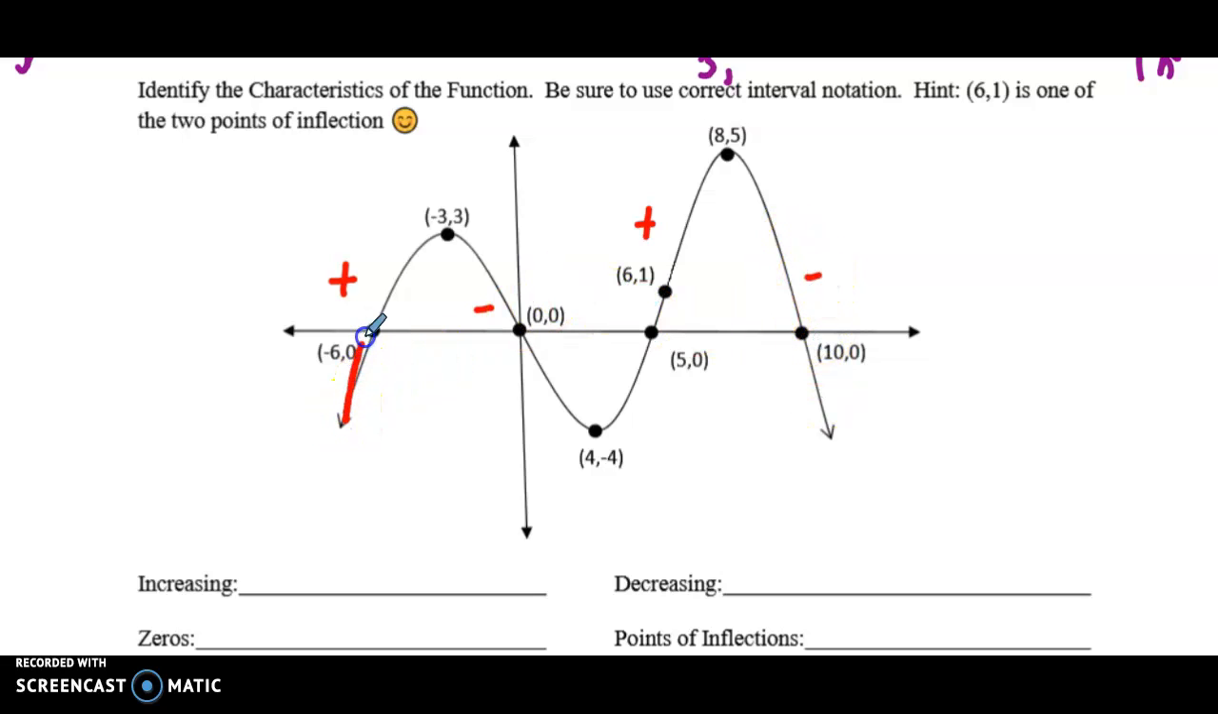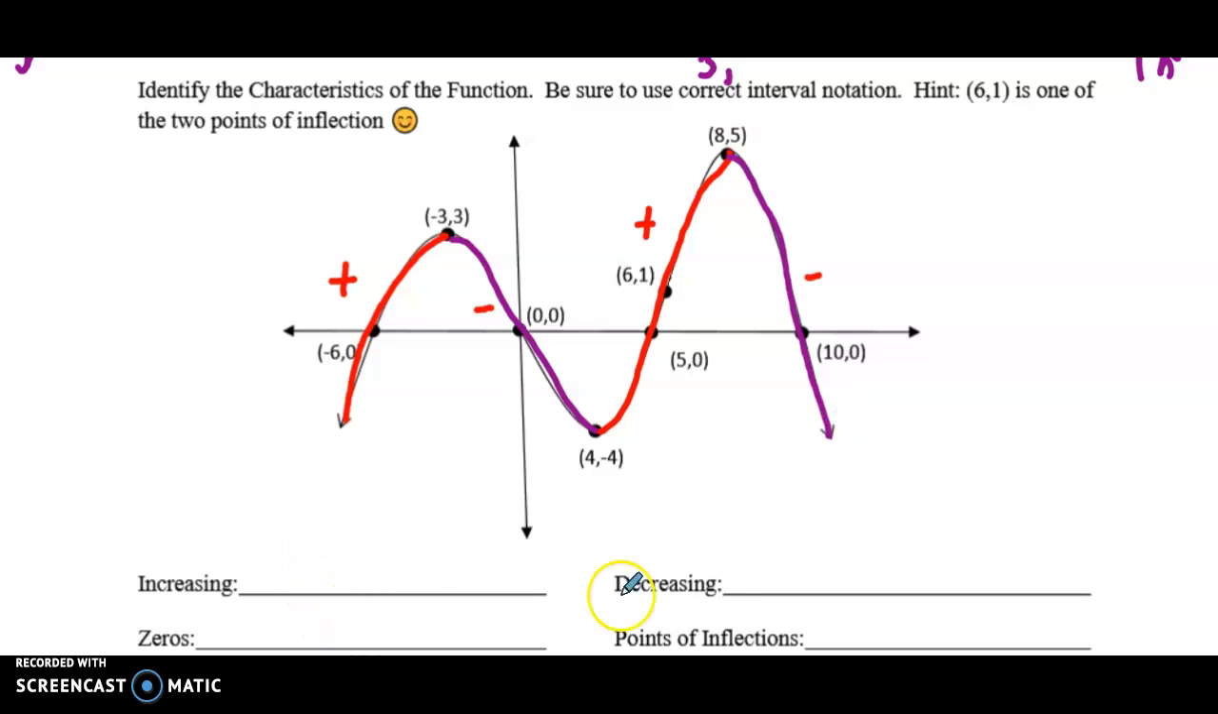So if we want to do that with different colors, we could say this is where we're increasing. There's my turning point. I'm turning and changing down. Okay, there's a turning point. I'm turning and I'm going up. There's my turning point. I'm turning and I am going down.